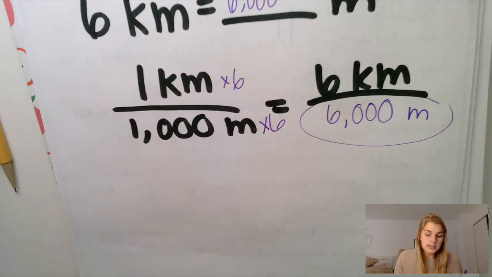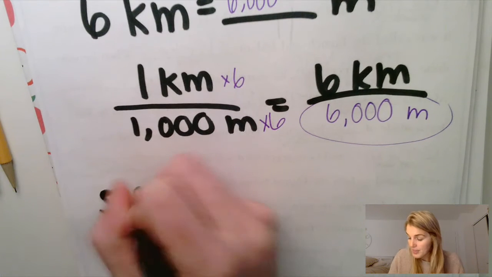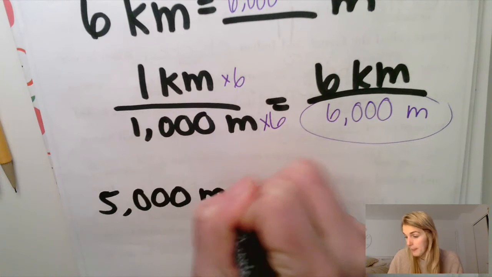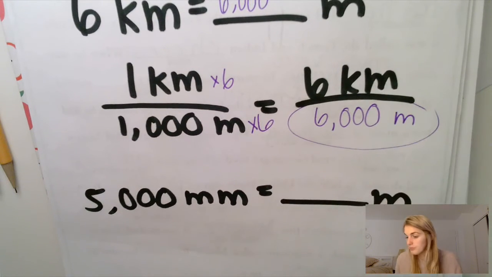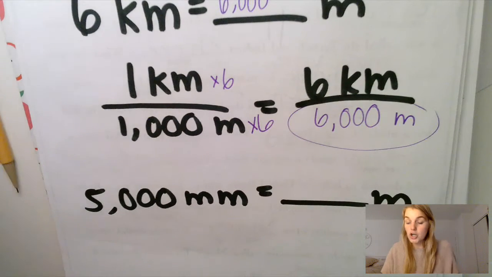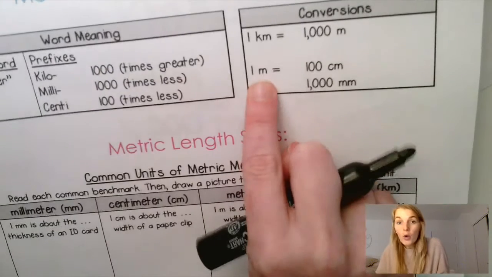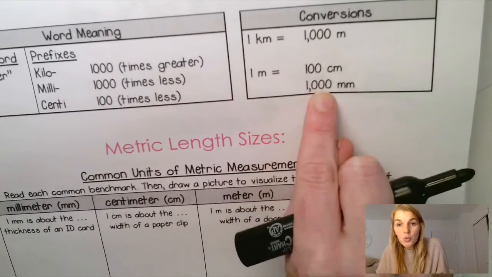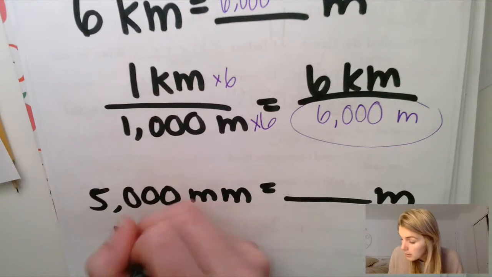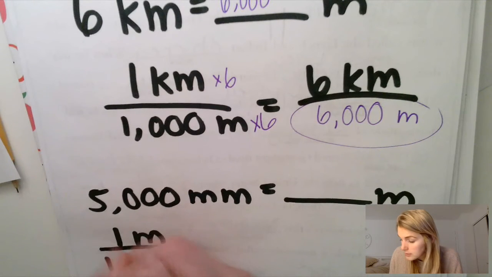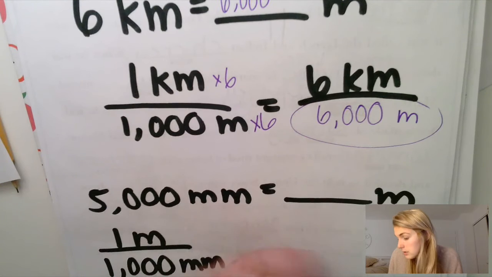Okay, let's say we have the problem 5,000 millimeters is equal to blank meters. Let's take our conversion chart out. 1 meter is equal to 1,000 millimeters. So I'm going to write that. 1 meter is 1,000 millimeters.